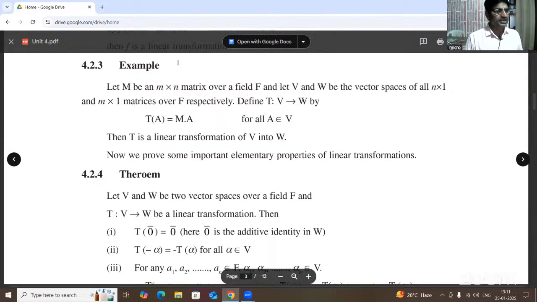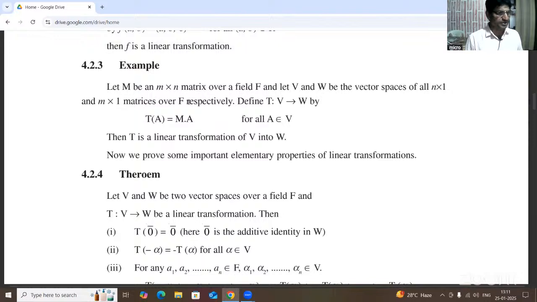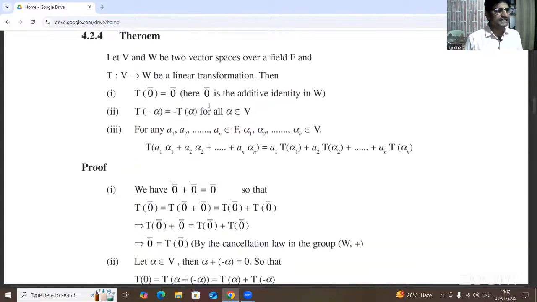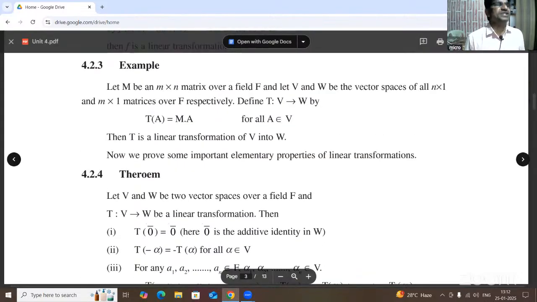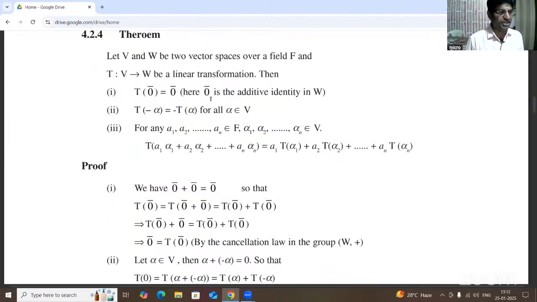And a matrices example is also there, to write another linear transformation example, 4.2.3. In the examination, if it says define linear transformation and give one example, then only one example is needed. If it says give examples, then there are two, and you must write two examples. Now these are the elementary properties of a linear transformation.